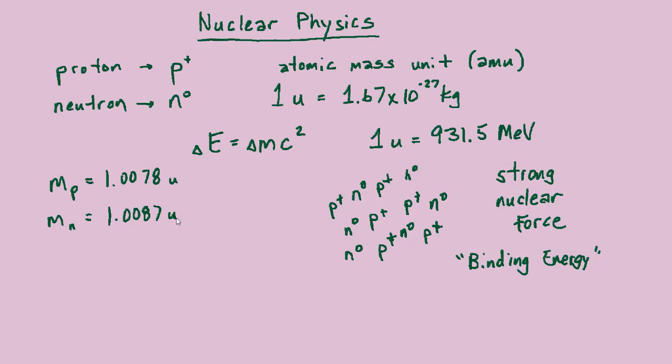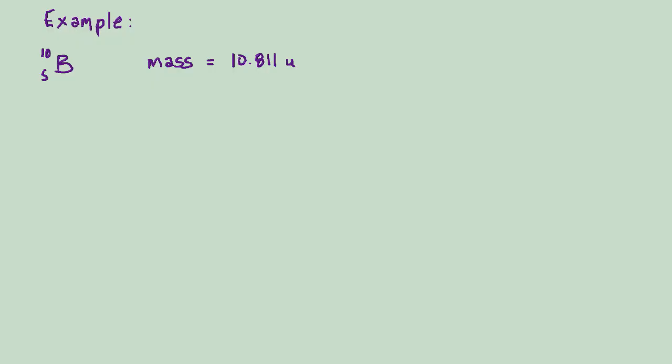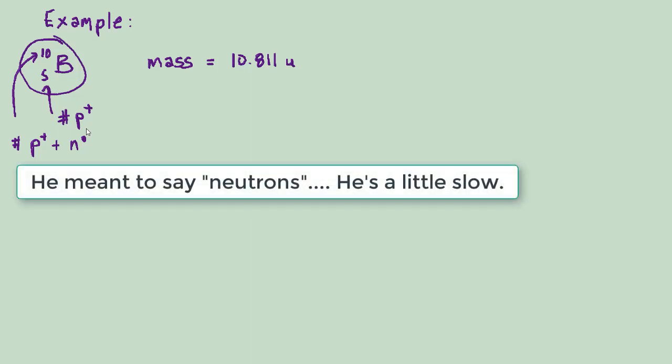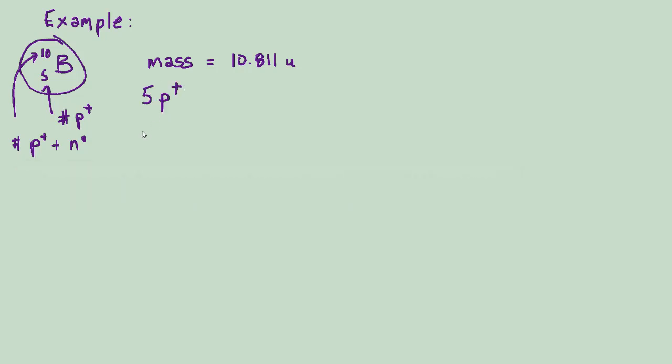I want to just take this at this point and do an example so you can see what you're supposed to do. All right, let's find the binding energy of boron 10. Now, I hope you remember from chemistry that when you write an element in this form, the bottom number is the number of protons, and the top number is the total number of the protons plus the neutrons. So you can do a quick little bit of math to figure out how many neutrons you have. If you subtract the two, you get the number of neutrons. So in this case, we have 5 protons and 5 neutrons.